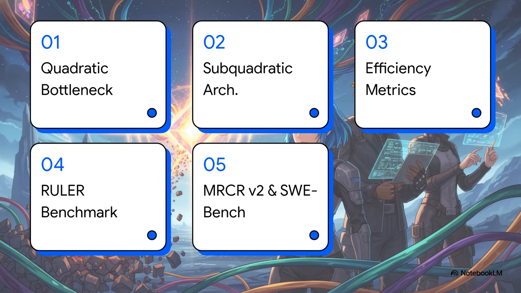Here is our roadmap for this explainer. We'll start with the quadratic scaling bottleneck, move into the fully subquadratic architecture, break down the attention compute efficiency metrics, look at the RULER benchmark performance analysis, and finally, wrap up with MRCR version 2 and SWE-Bench.